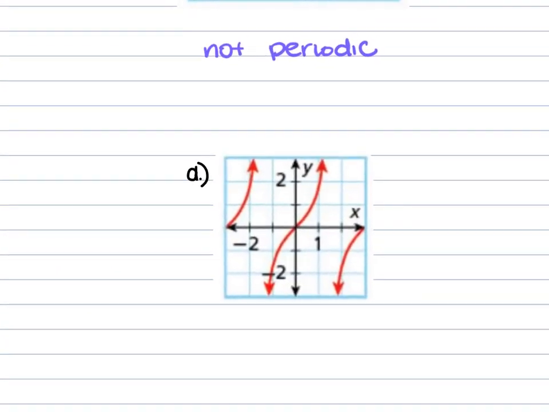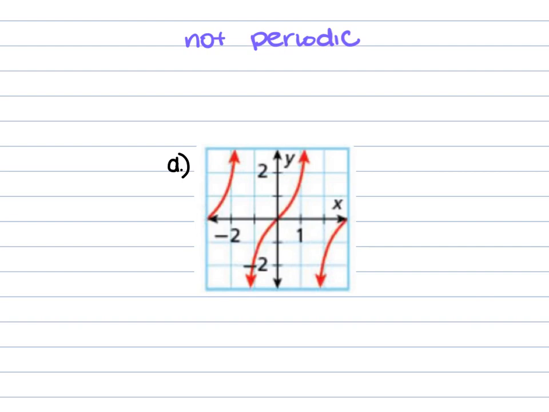For D, we have a line that goes up with an arrow. We also have one at the end that goes down. If you were to connect these two, they would literally be this middle line here. So this is periodic. In order to tell your period, you want to look here. You have 1, 2, 3 places in between these two. So your period is 3.